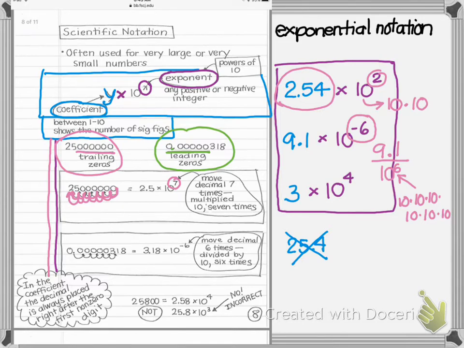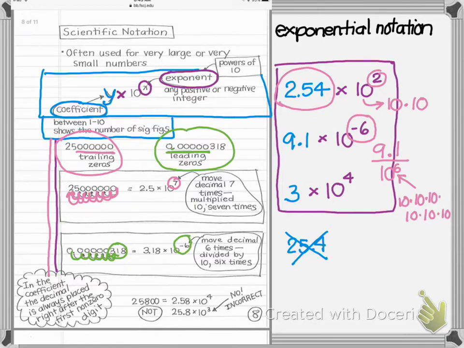So you take the decimal and you go 1, 2, 3, 4, 5, 6. So I want to move it till you have a digit and then the decimal. So then my coefficient is right here. It's 3.18. I moved the decimal 6 times, so it's 10 to the negative 6.